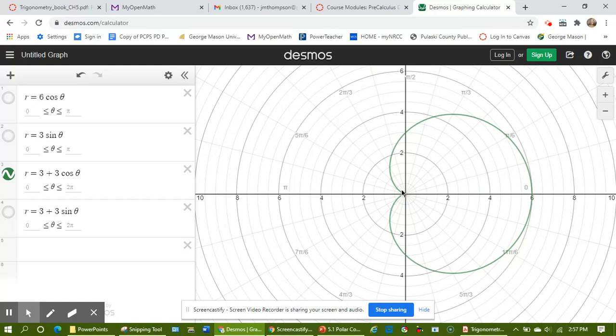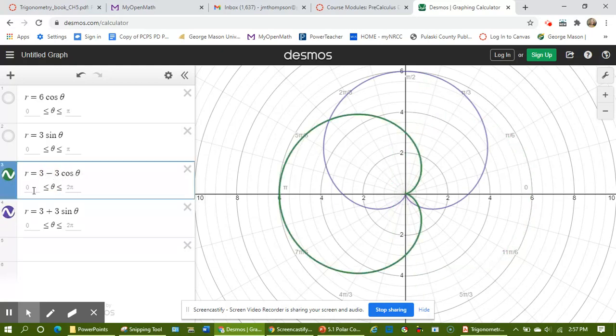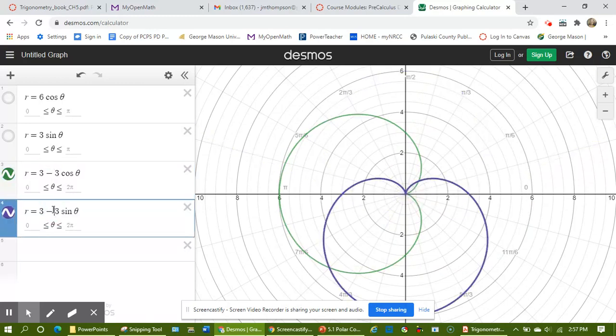We call that a cardioid. All right, so we can have a sine cardioid as well. And then, of course, you can do the reflecting by changing that sign in the middle there. Okay, so those are our limacons.